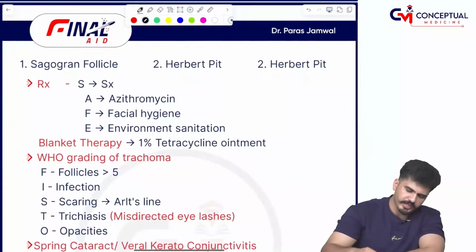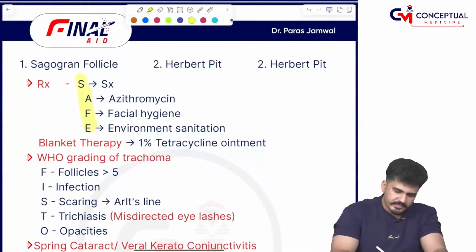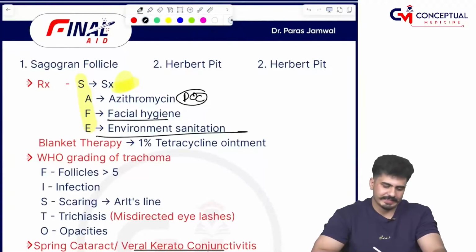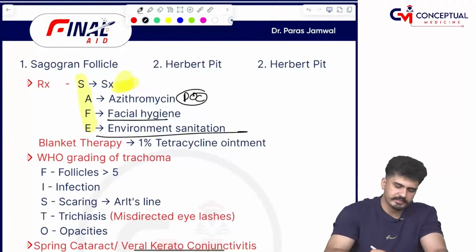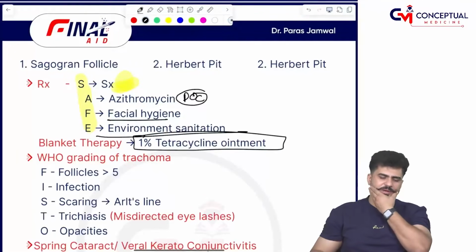friends. Now here, the treatment strategy which we follow is the SAFE strategy, my dear friends. SAFE strategy. What is that? Surgery, A for antibiotic, drug of choice azithromycin, facial hygiene and environmental sanitization. Blanket therapy to prevent other people having this. This is 1% tetracycline ointment, my dear friends.